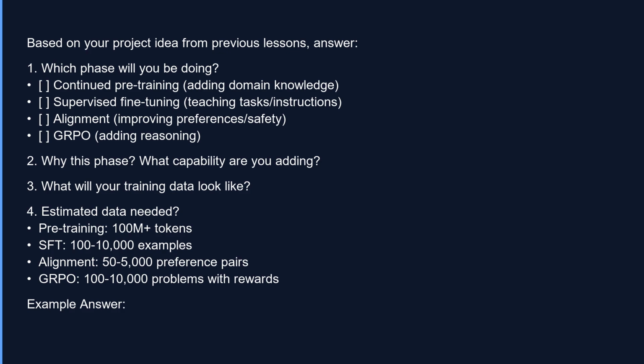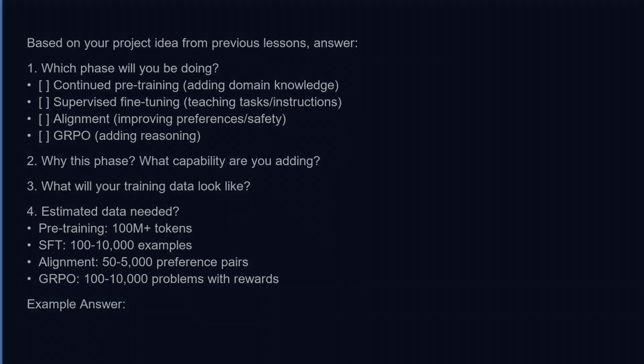Based on your project idea from previous lessons, answer. One. Which phase will you be doing? Continued pre-training, adding domain knowledge. Supervised fine-tuning, teaching tasks, instructions. Alignment, improving preferences, safety. GRPO, adding reasoning. Two. Why this phase? What capability are you adding? Three. What will your training data look like? Four. Estimated data needed. Pre-training, 100M plus tokens. SFT, 1,000 to 10,000 examples. Alignment, 500 to 5,000 preference pairs. GRPO, 1,000 to 10,000 problems with rewards.